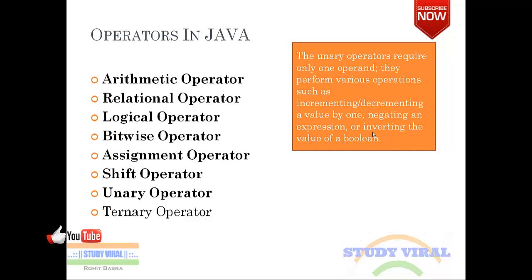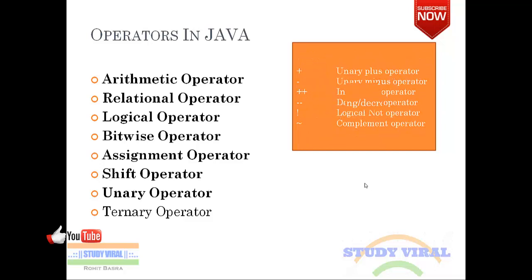After that, I can change the sign of a variable from positive to negative or negative to positive, and I can do that for Boolean values too. If some variable is holding the value true, then I can convert it to false or vice versa. These are our unary operators: unary plus operator, unary minus operator, increment operator, decrement operator, logical not operator, and complement operator.